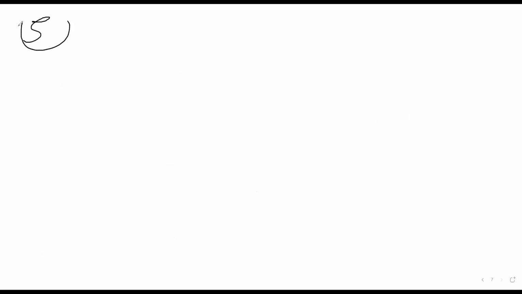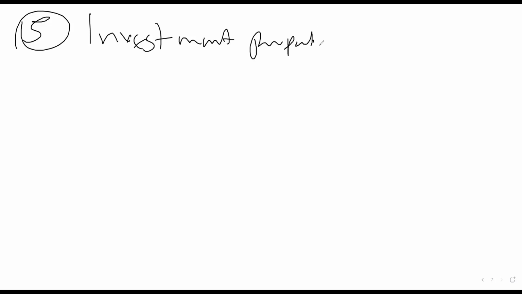Number 5, the fifth one will blow up your mind. November 2017: investment property held under fair value. This one came specifically. Investment property held under fair value is not supposed to be classified under IFRS 5. So take notice of that.